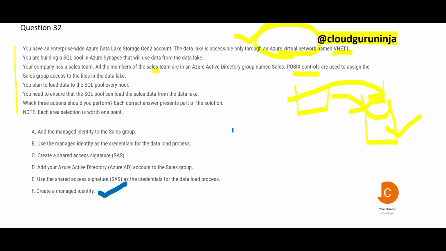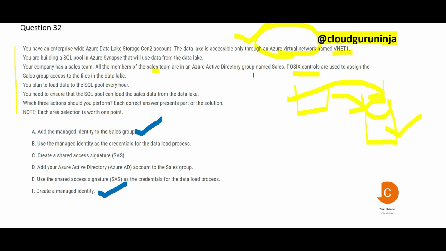Simple. So once you have a managed identity, what next? You need to add that managed identity to the sales group, because who is going to access this? The sales team. So that managed identity should be given to the sales group, so that the sales group people need not enter their credentials again and again.